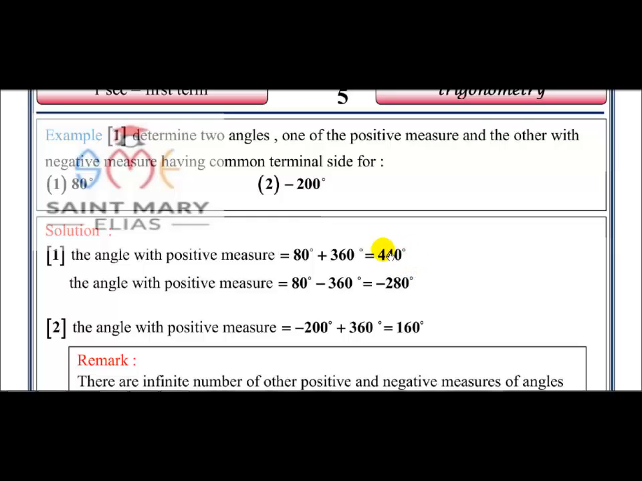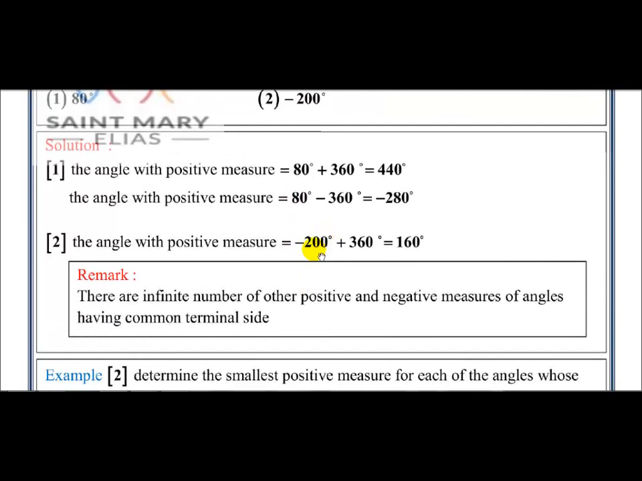Then angle 440 is equivalent to angle 80. My angle is 80, I can subtract 360, then it equals negative 280. Angle negative 280 is equivalent to angle 80. In the same way, for this angle negative 200, I add 360. There are an infinite number of other positive and negative measures.